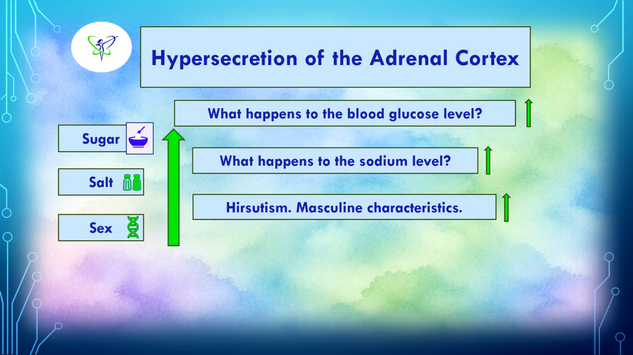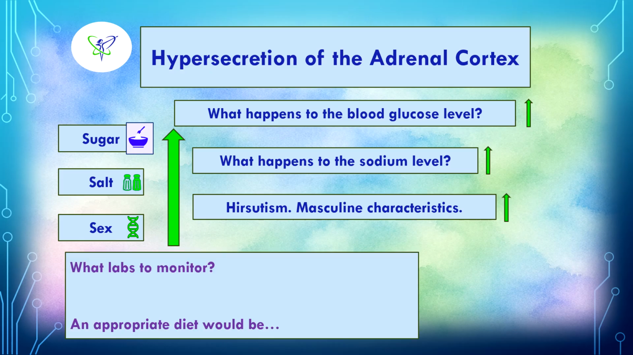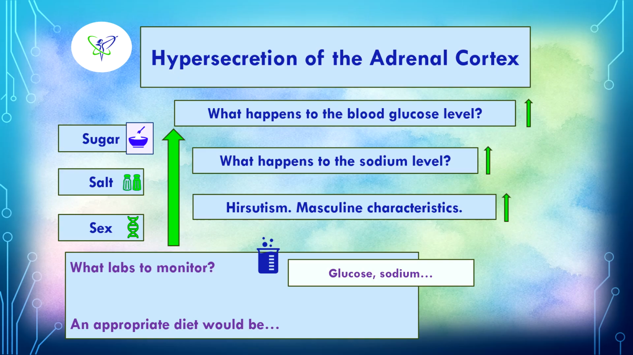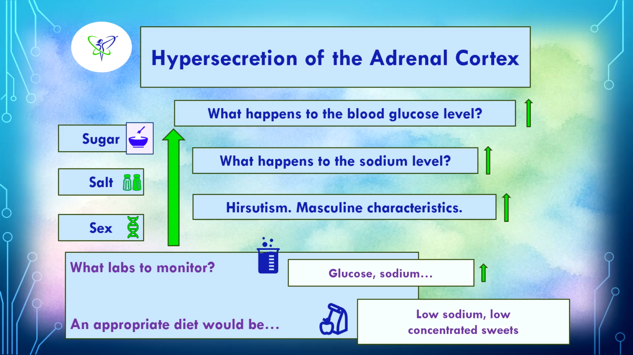If our client has hypersecretion of the adrenal cortex, which is sugar, salt, sex, what labs should we monitor? Let's consider glucose because they're holding glucocorticoids, sodium, and I would add potassium because there's often an inversely proportionate relationship between sodium and potassium. Those would go up, the glucose and the sodium, where the potassium might be decreased. An appropriate diet would be low sodium, low concentrated sweets.